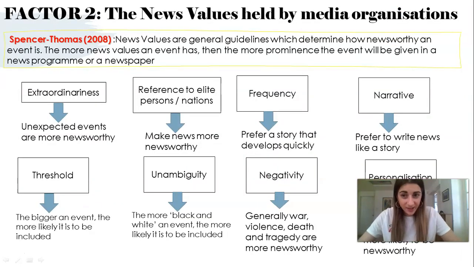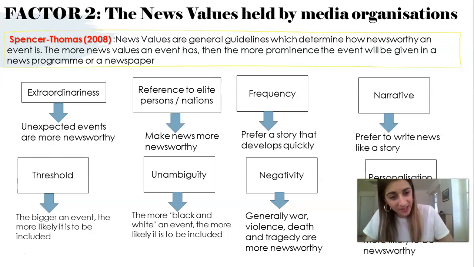In terms of news values, this is another theorist, Spencer Thomas, someone you need to know about, so try and make note of that name or highlight it. He argues that news values are guidelines that help people like media professionals decide what is newsworthy and what isn't. So I've got on here eight different news values. If a news story fits in with five of these news values, it's very likely to be included in a newspaper or news website. If it doesn't cover any of them, it's very unlikely to be included in newspapers or news websites. So have a little look.